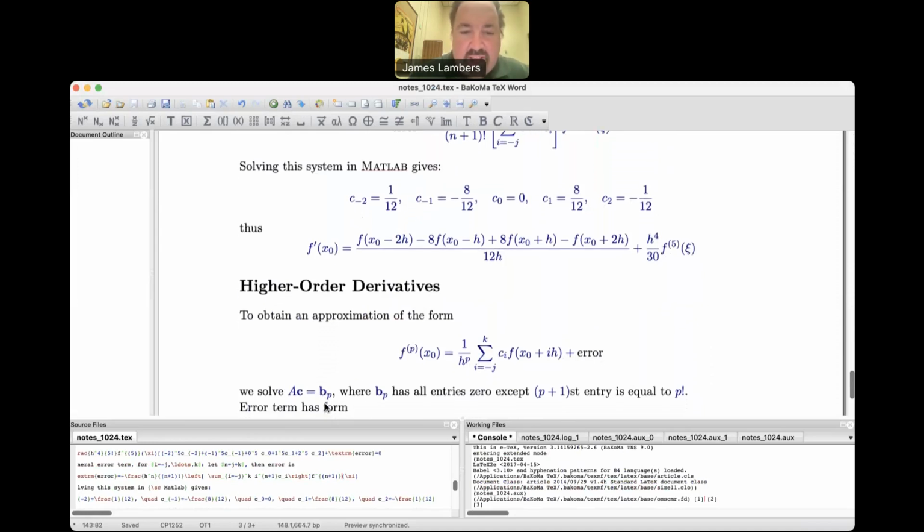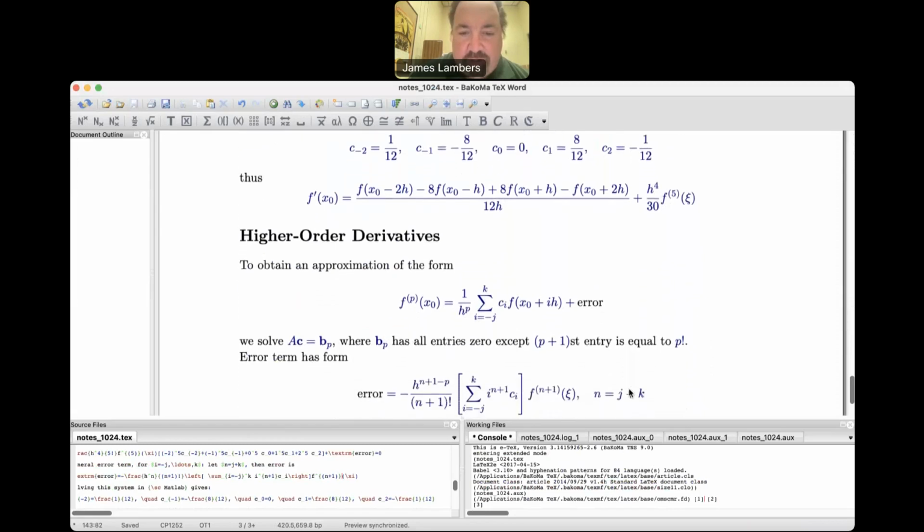The matrix A is the same as before. No change from first derivative. c, same vector as before. The only difference for higher order derivatives is that this vector b is different. It has all entries equal to 0, except whatever order derivative you want, that plus 1, that entry is equal to p factorial. So for example, if it was the second derivative that you wanted, p would be equal to 2. So the third entry of this right-hand side vector would be equal to 2 factorial, which is 2.